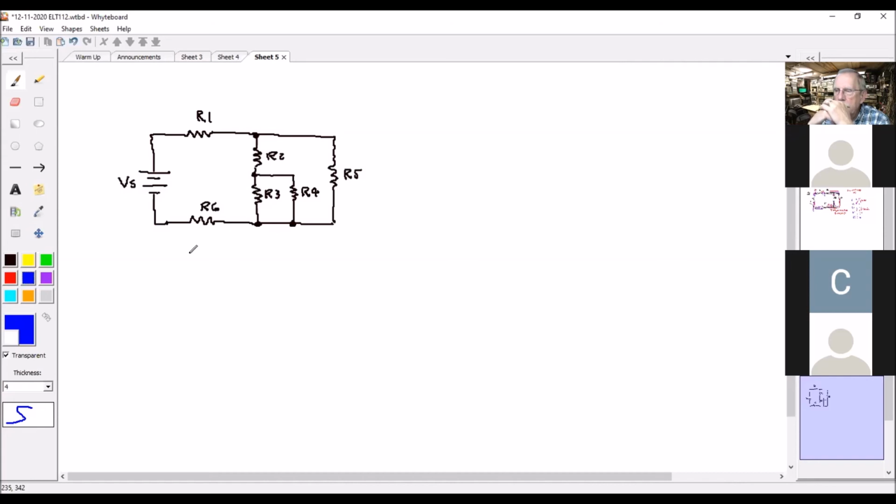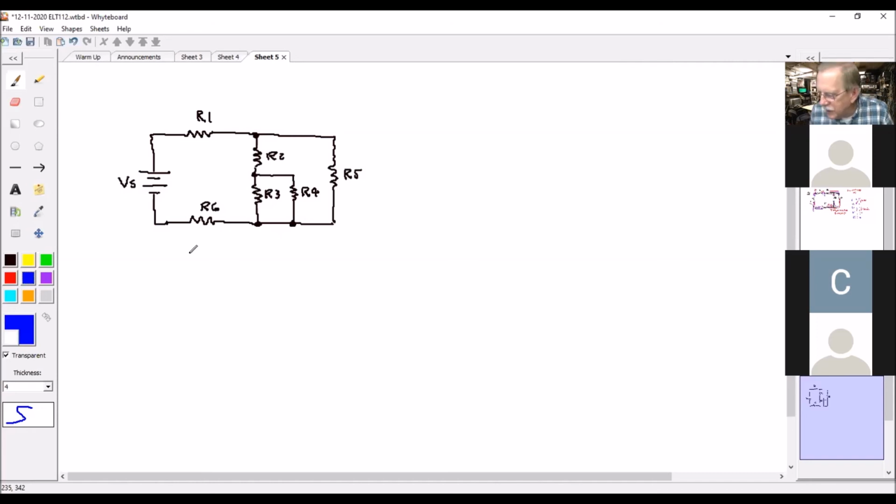So R1 and R2 in series. R1 and R2 in series? R1 and R6 are in series. I'm not really seeing. Oh no, never mind. I didn't see R5. I guess you could say R1. I think R1 and R2 are in series. Nah, I don't think so. No, sir. R1 and R6 are in series.